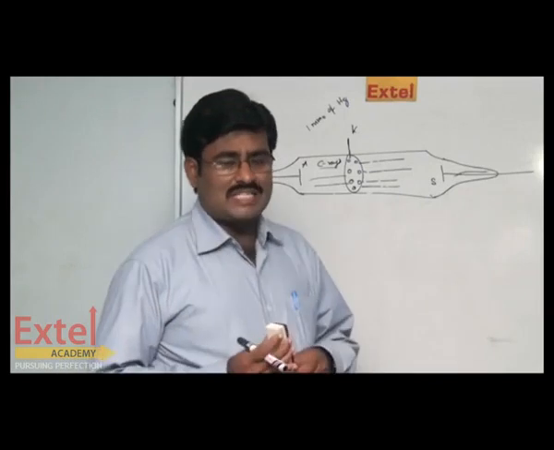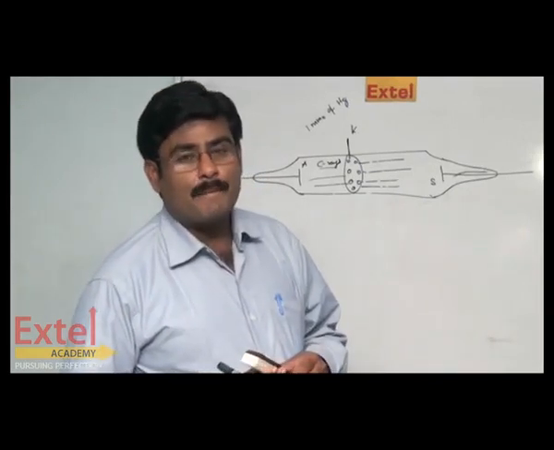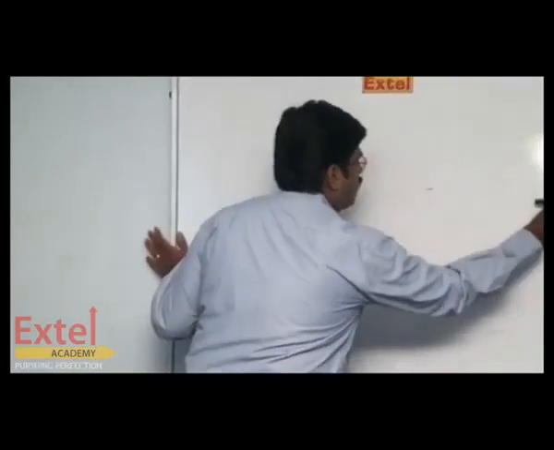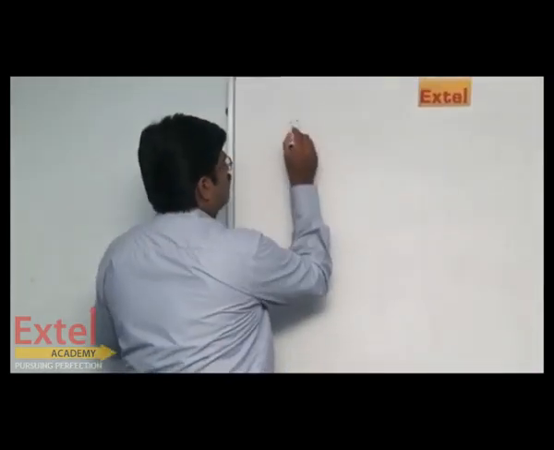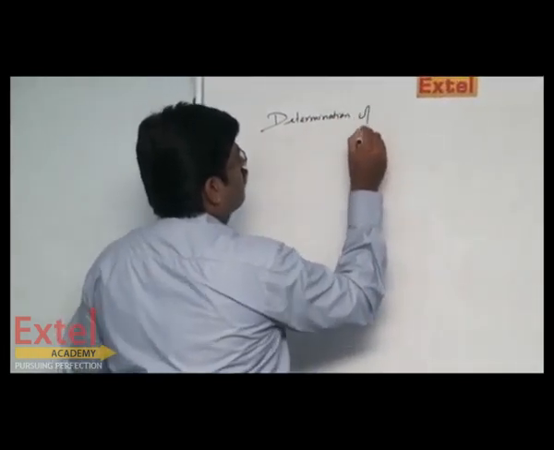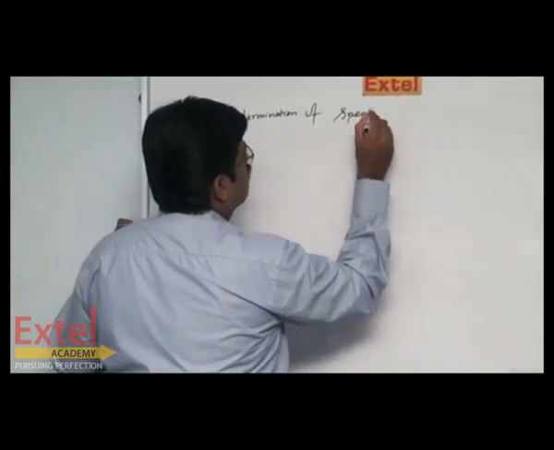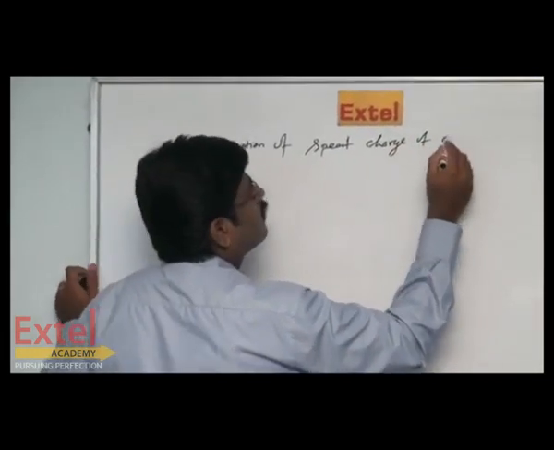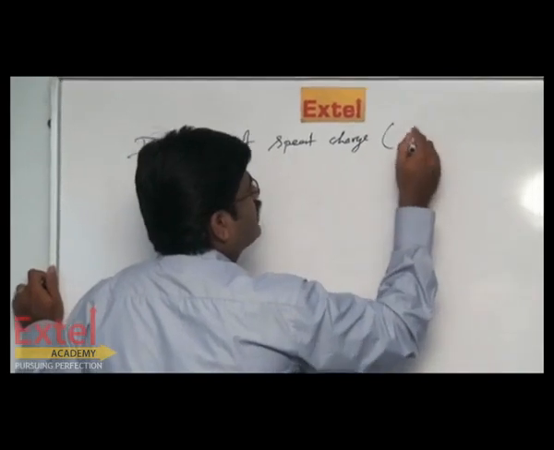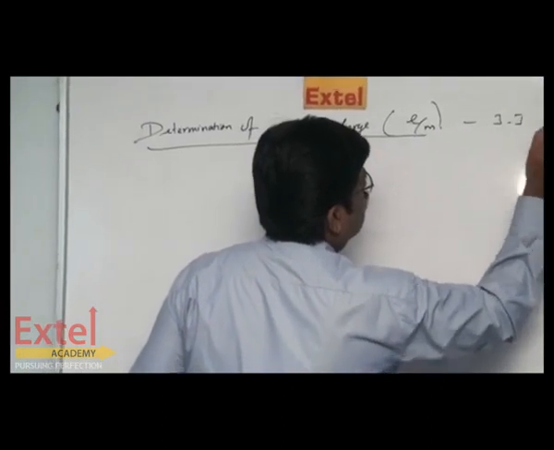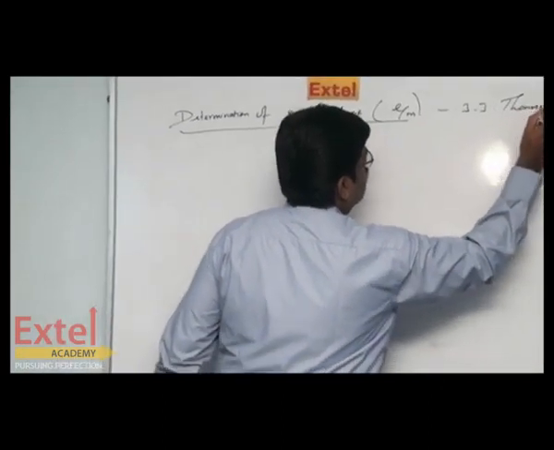It is shortly called the ratio e by m. That is the ratio of the charge of an electron to the mass of the electron. This is a very important 10-mark question. It can be repeatedly asked. It was asked repeatedly in the board examination. So, determination of specific charge, in bracket e by m, by J.J. Thomson.